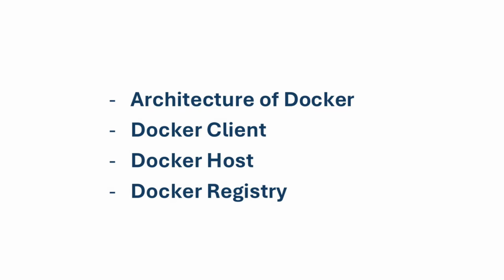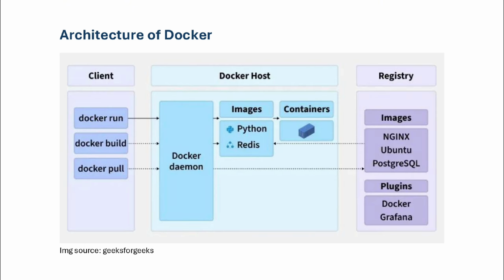The topic is the architecture of Docker: Docker client, Docker host, and Docker registry explained. This is the Docker architecture. We can observe that there exist a Docker client, a Docker host, and a Docker registry. In the Docker client, there exist the commands we run, that is docker run, docker build, docker pull. The Docker host consists of the Docker daemon, images, and containers. The Docker registry contains images and plugins.